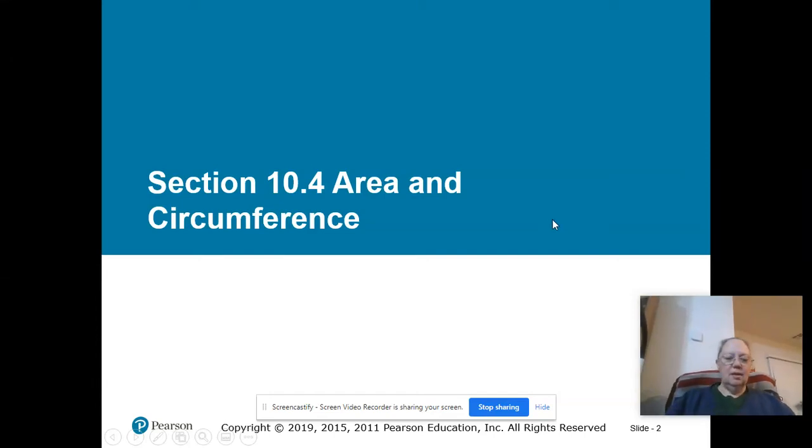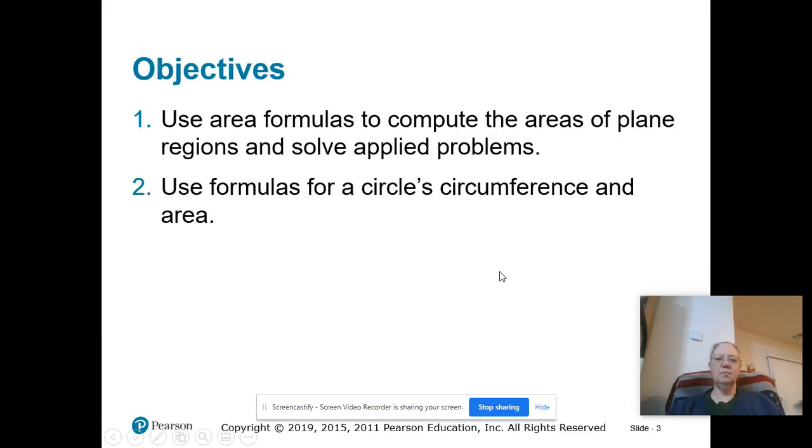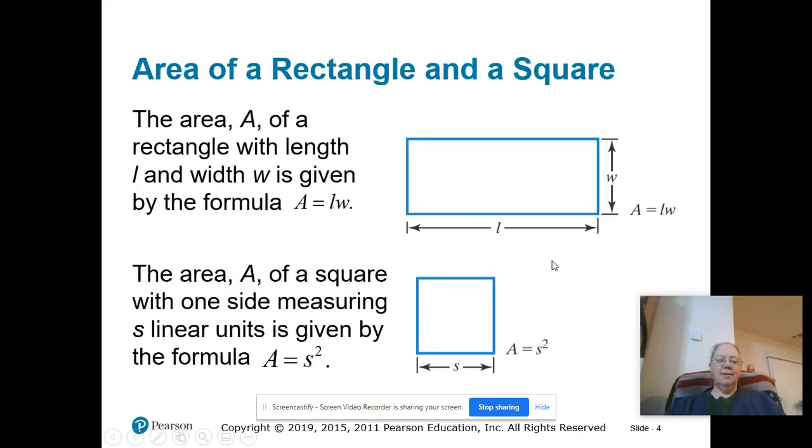All right, let's take a look at section 10.4, area and circumference. When you have a rectangle, the formula for area is length times width. So we've got our length and we've got our width. We multiply those together and that gives us area.